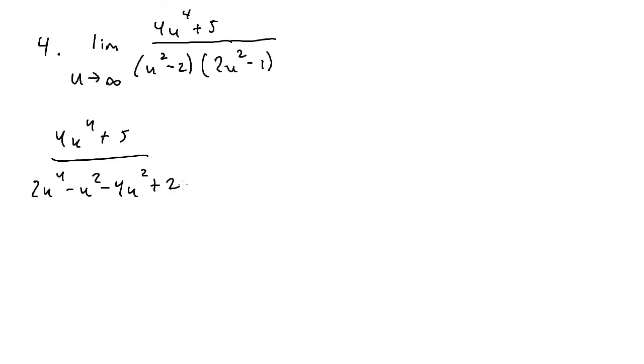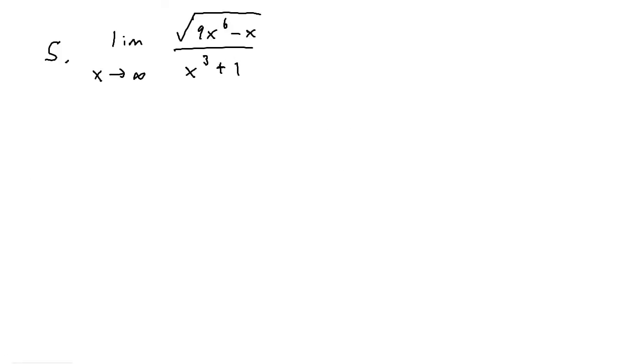Now I don't really need to worry about simplifying here because once again, like all the other problems, we're just looking at the highest degree of the numerator compared to the highest degree of the denominator. The highest degree of the numerator is 4u to the fourth. The highest degree of the denominator is 2u to the fourth. Because they have the same degrees of 4, we're just going to take the ratio of the coefficients of the highest degrees of the numerator and denominator. So 4 over 2 is just going to give us the limit of 2.